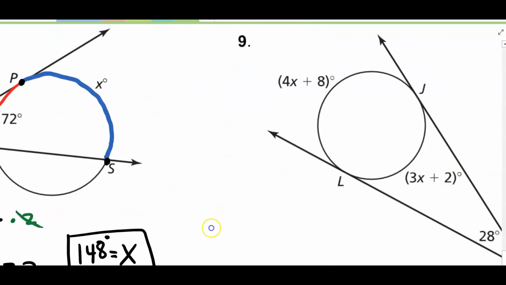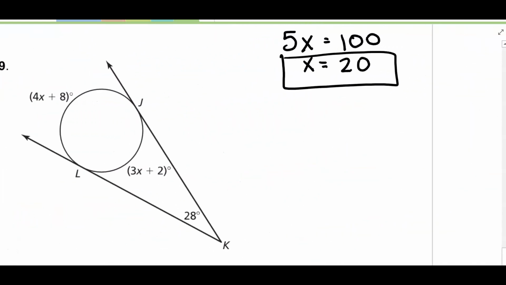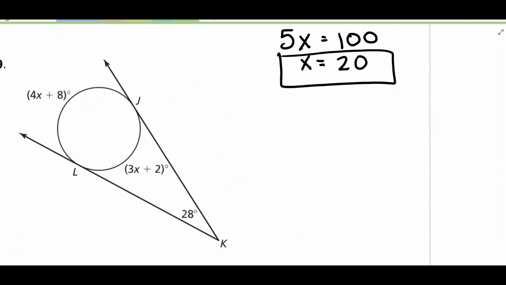Okay, last problem, number 9. Again, our formula says that when I have a vertex outside the circle and I identify where the two sides are crossing the circle, I focus on my two arcs. I know that the angle measure is going to be equal to the far arc minus the close arc, divide by 2. So 28 degrees is equal to the far arc of 4x plus 8 minus the close arc of 3x plus 2.